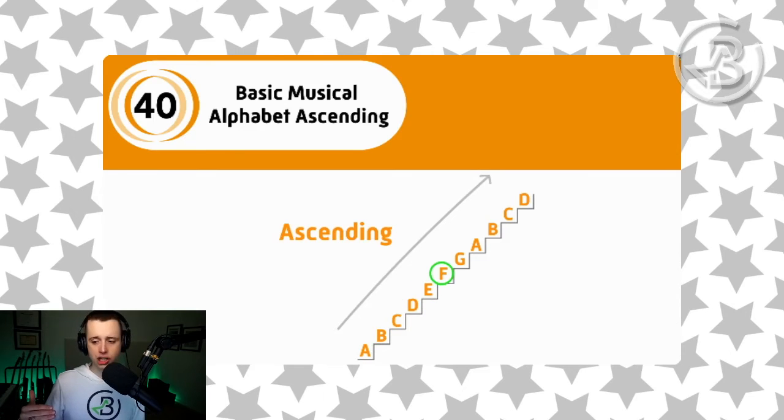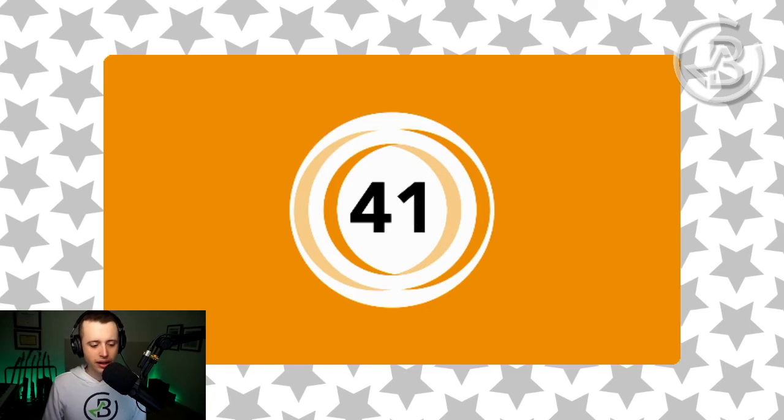And see, after G, where do we go to? A. And then the basic musical alphabet starts again. And it would keep on going forever and ever and ever, and we could start even lower than we started there on A. Now let's look at what happens when we descend, when we go down the basic musical alphabet, again thinking about it like a staircase. Here is example 41, descending basic musical alphabet.